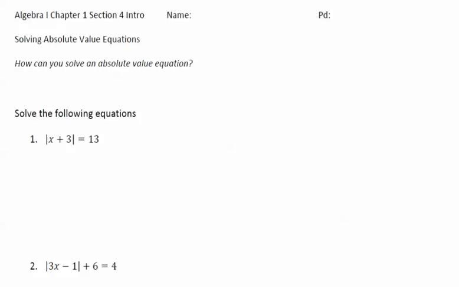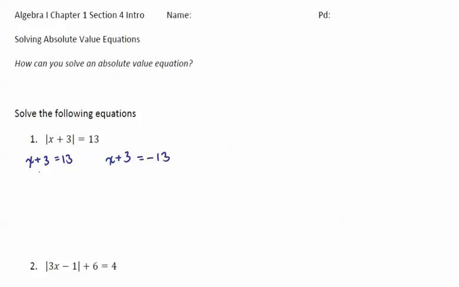So we want to solve the following equations. We have absolute value of x plus 3 equals 13. Now, we know that an isolated absolute value equal to a positive number could have two answers, and so we set up two equations, and those equations would be x plus 3 is equal to 13. The second equation, x plus 3 is equal to negative 13.